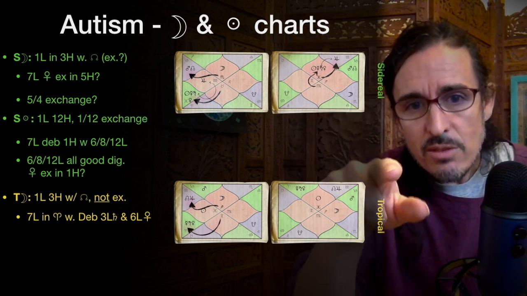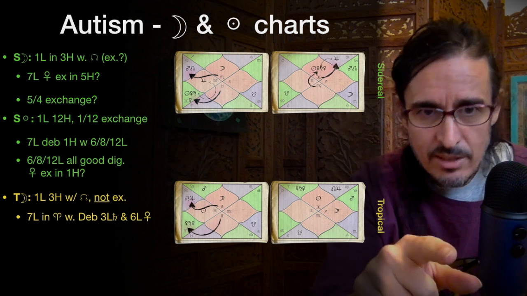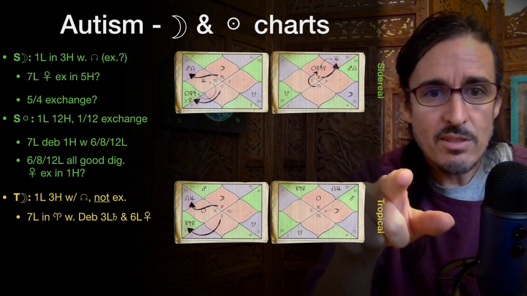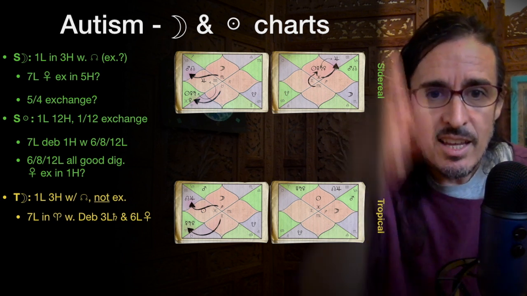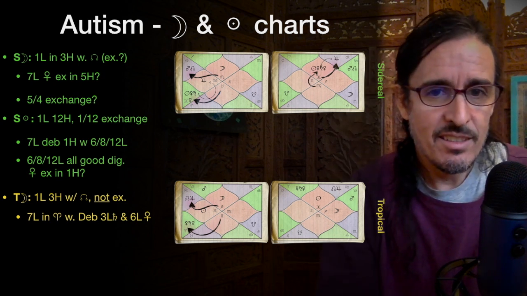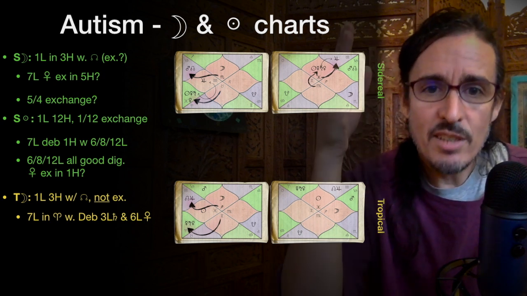So that brings out the love and romance and relationship aspect of those two houses. So here, the 7th lord is in the 5th house. I'm sorry if I said 1st before. The 7th lord is in the 5th house, Aries, and it's with the debilitated 3rd lord and the 6th lord.